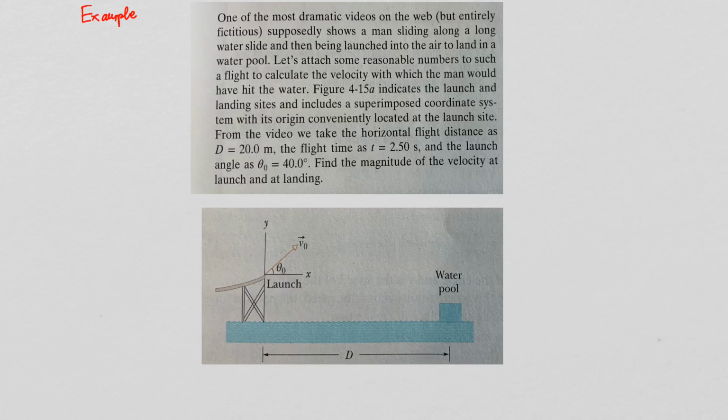So let's take the horizontal distance between the launch point and the water pool to be d equal to 20 meters. Let's take the time for the flight, from the launch until the person lands in the water pool, to be 2.5 seconds, and let the launch angle be 40 degrees. So let's find the magnitude of the velocity at launch and landing.